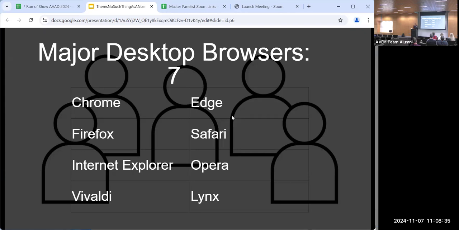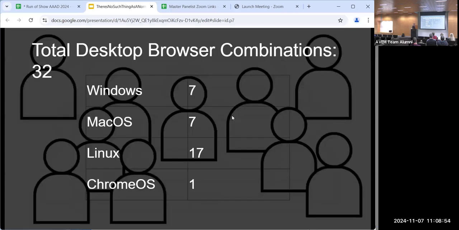These are browsers that access my website. So I have a bunch of old geeks coming to my site, I guess. But Chrome, Edge, Firefox, Safari, I have seen Internet Explorer. That's why it's on there, because it's in my analytics. So this takes us to 7 Windows browsers, 7 Mac OS browsers, 1 Chrome OS browser, of course, and Linux has 17 different browsers. This gives us a possible combinations on the desktop of 32 different browsers.